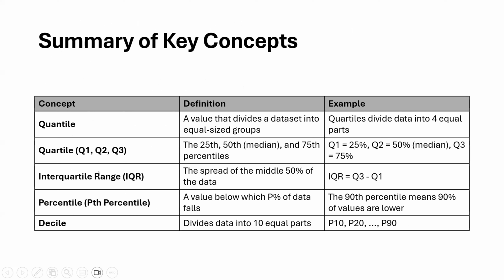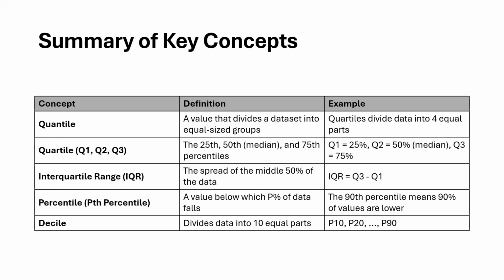Okay, so it's the same thing that we have discussed in our last slides, right? It's basically the summary of all the key concepts. Quantile: a value that divides a data set into equal size groups. Example, quartile divides data into 4 equal parts. Quartiles Q1, Q2, Q3 are the 25th, 50th, and 75th percentiles. Q1 is the value below which 25% of your data falls. Q2 is the value below which 50% of your data falls. And similarly, Q3 is the value below which 75% of your data falls.